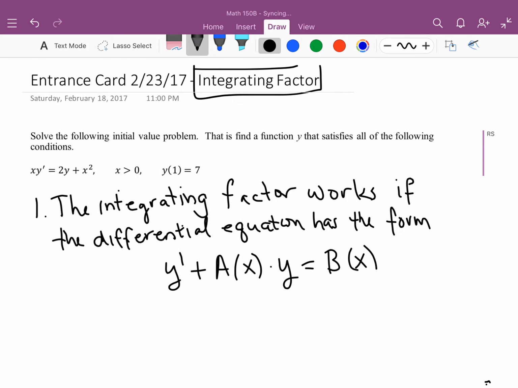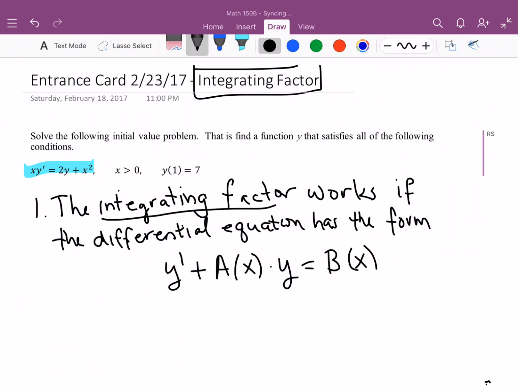Usually b is different than a. It doesn't have to be, but usually they are different. If the equation looks like this, then we'll use integrating factor, but it has to have this form. So this is our first problem. Look at our differential equation. It doesn't have this form, so we have to do a little bit of algebra to see if it meets our expectations.